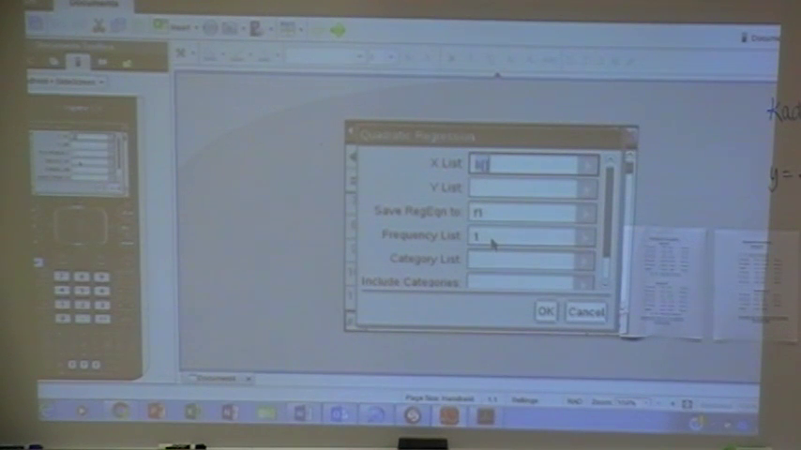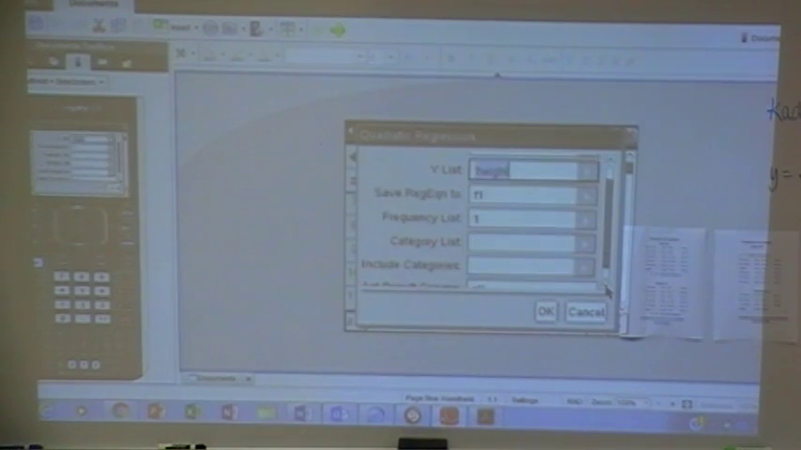Now I have to tell it which value is my x value, because remember on the scatter plot we told it already, but this one we haven't told it. So I need to tell it my x values are time, my y values are height, and then notice right there it says save regression equation to F1. So this is going to put it into F1 of a graph so I can pull up a table. That's what I want from this.